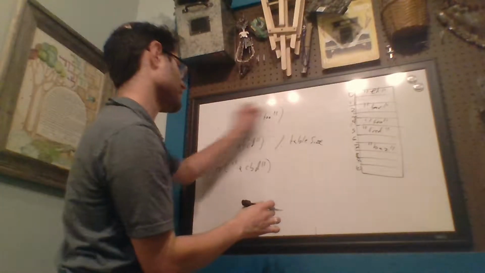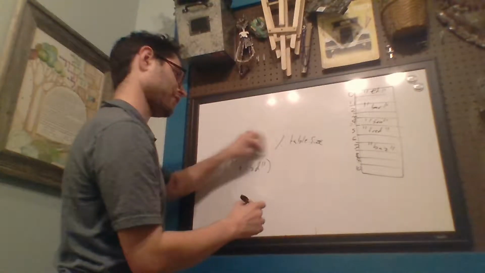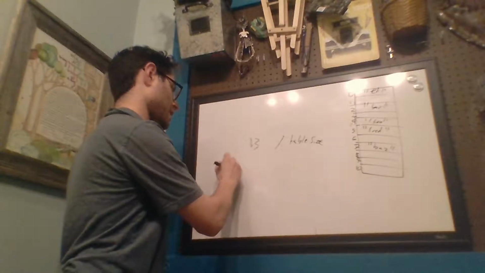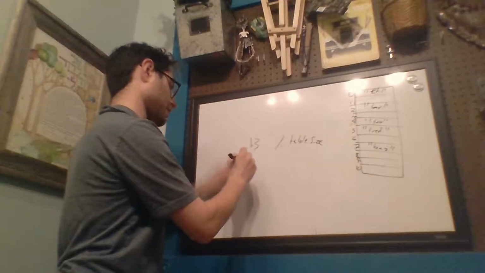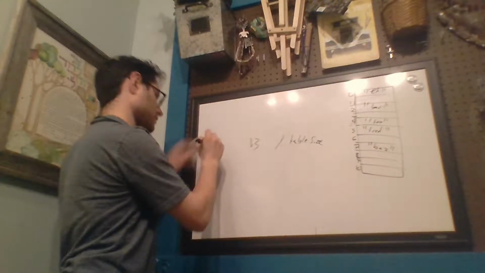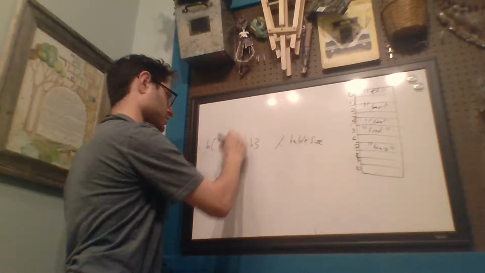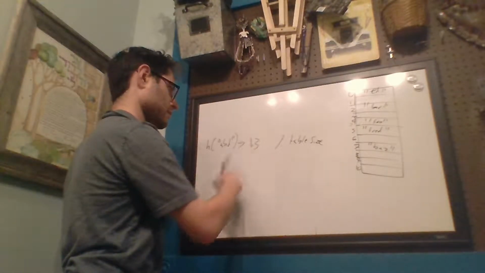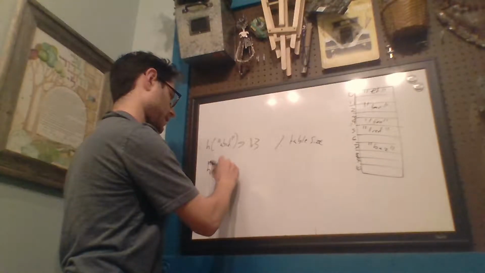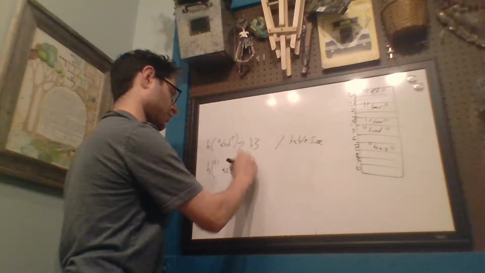Okay, let's suppose that A, B, C, D produces the value 13 when it's thrown into the hash function. And A, C, B, D as well. So H of A, B, C, D produces 13, and then H of A, C, B, D also produces 13.